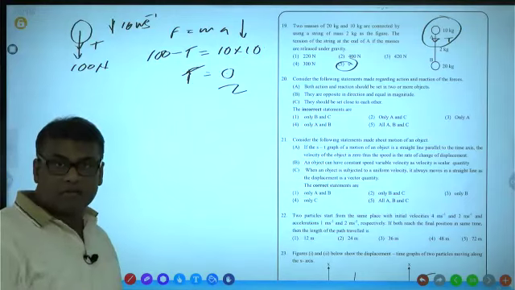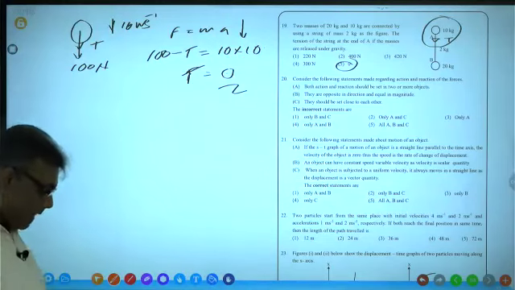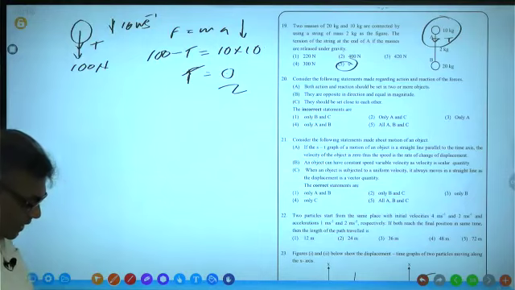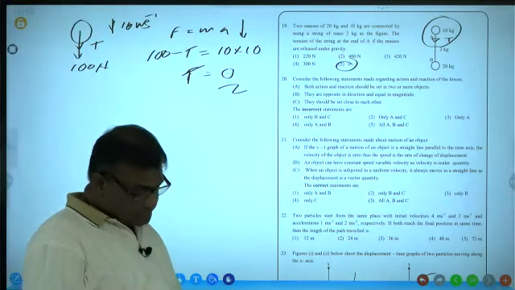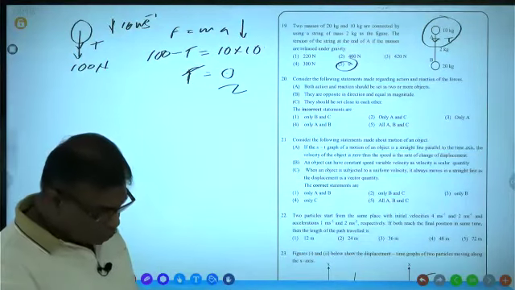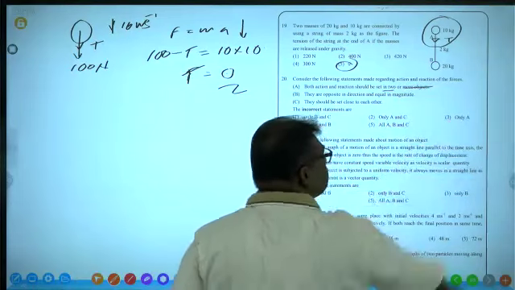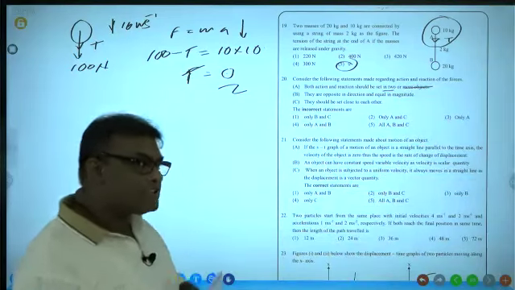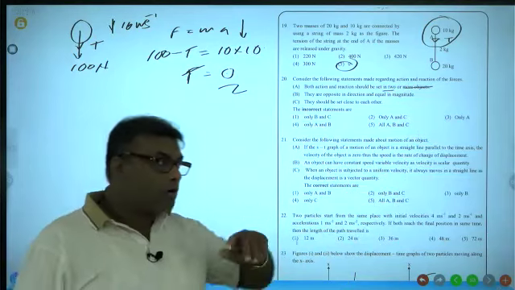Fifth answer is the correct one, right? Okay. Number 20. Consider the following statements made regarding an action and reaction pair. A: both action and reaction should be set in two or more objects. It should be two objects. Action and reaction pair should be located on each other.